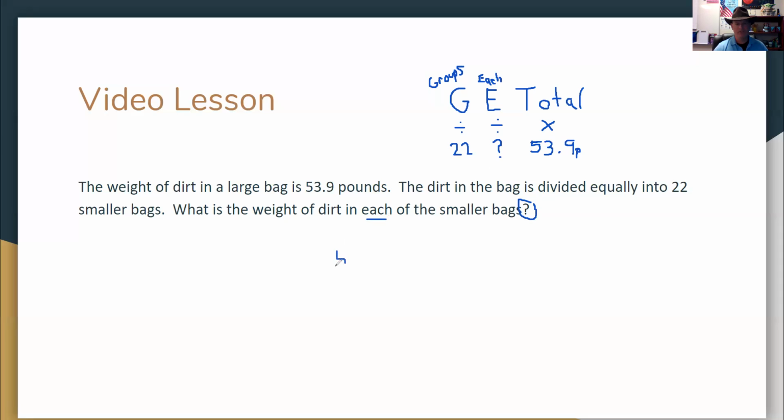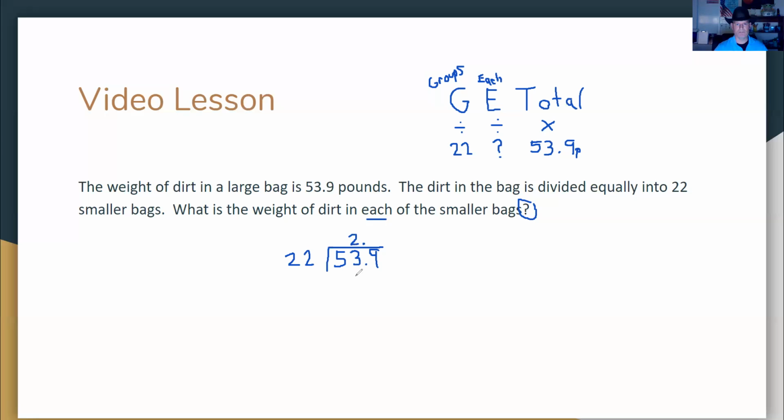We're going to divide 53 9/10. We're going to divide that by 22. First things first. The very first thing I'm going to do is I'm going to take that decimal straight up to the quotient line. Now I can ask myself, how many times does 22 go into 5? Well, 22 0 times. How many times does 22 go into 53? I am going to say probably about 2 times.